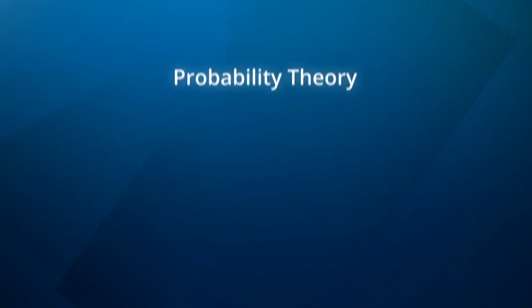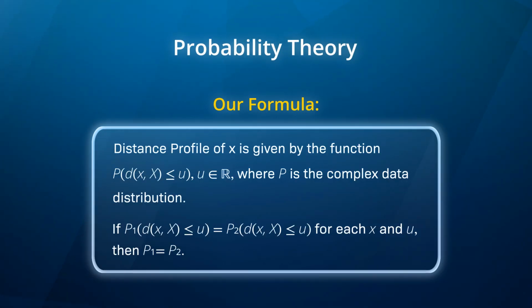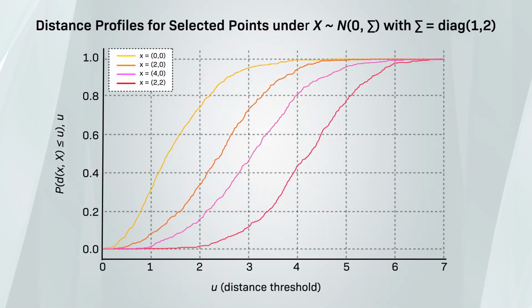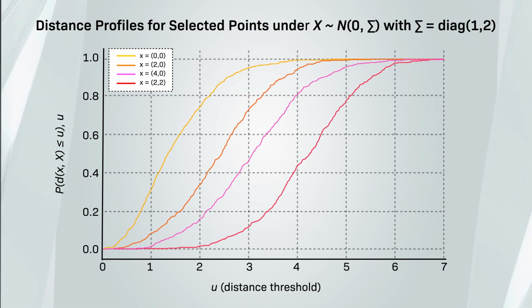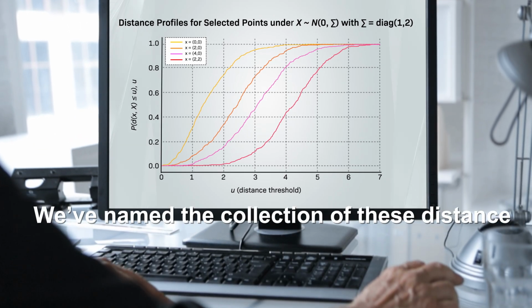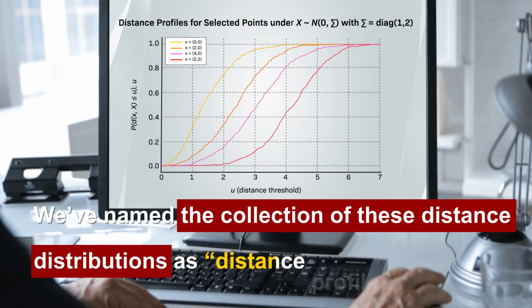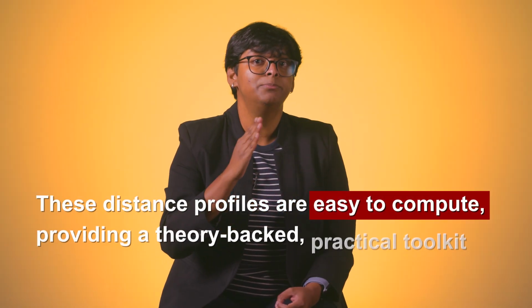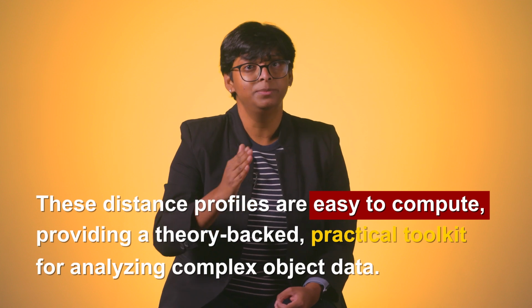Using probability theory, we have shown that the relationships in such numerous data sets can be understood by studying the distribution of these distances, which uniquely characterize the underlying data structure. We have named the collection of these distance distributions as distance profiles. These distance profiles allow us to analyze non-Euclidean data, solving the problem of what to do with all this complex big data and answer questions that traditional methods can't. Equally important, these distance profiles are easy to compute, providing a theory-backed practical toolkit for analyzing complex object data.